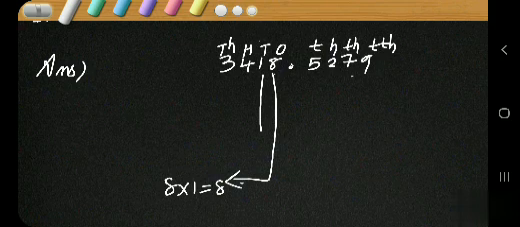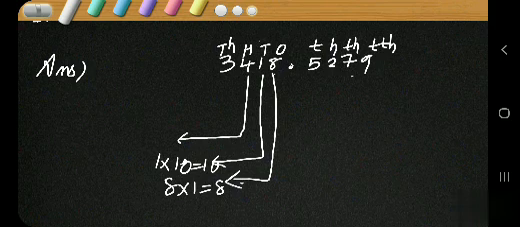Which is the place value of this 1? 1 is in which place? 1 is in the tens place. So, 1 into 10 is equal to 10. 10 is the place value of the second digit. Then we have the place value of 4. 4 is in the hundreds place. So its place value is 4 into 100 is equal to 400, isn't it? Sorry, this 8 is in the ones place, not the tens place.